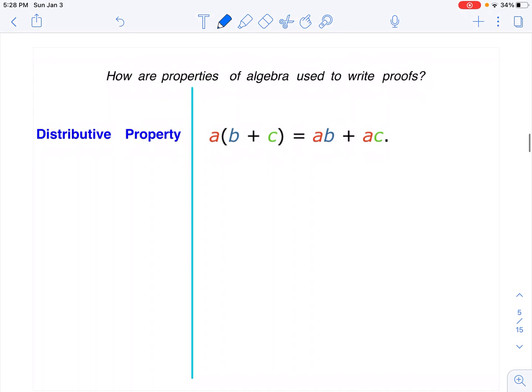And then the distributive property. The distributive property says if you have A times the sum of B plus C, you can distribute it and write it as A times B plus A times C.